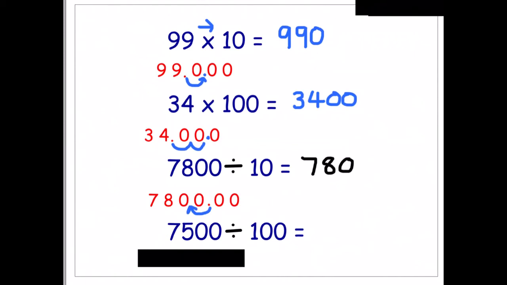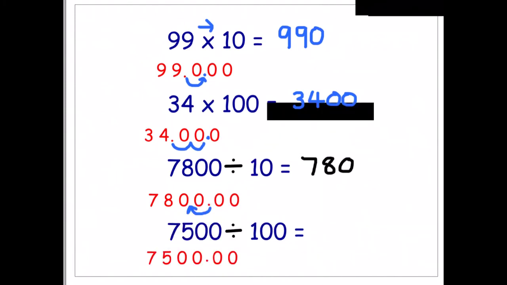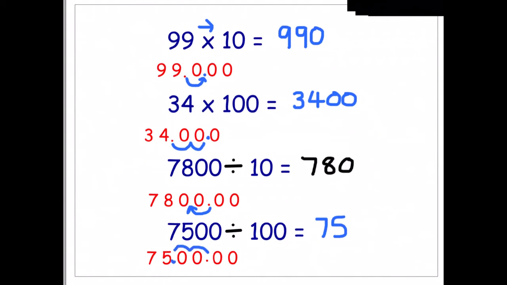And the last question, 7,500 divided by 100, I could jump straight in and give my answer of 75. And if we look at the number at the bottom, we can see why. So 7,500.000. Your decimal point is going two places to the left because it's division, giving you your answer of 75.